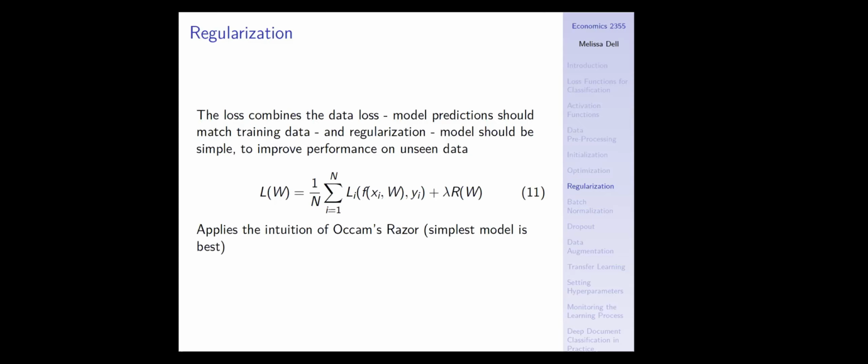And the intuition for why you want to do this is just Occam's razor: the idea that the simplest model is likely to be the best model. It's more likely to generalize. And so you want to penalize your model for being too complex.